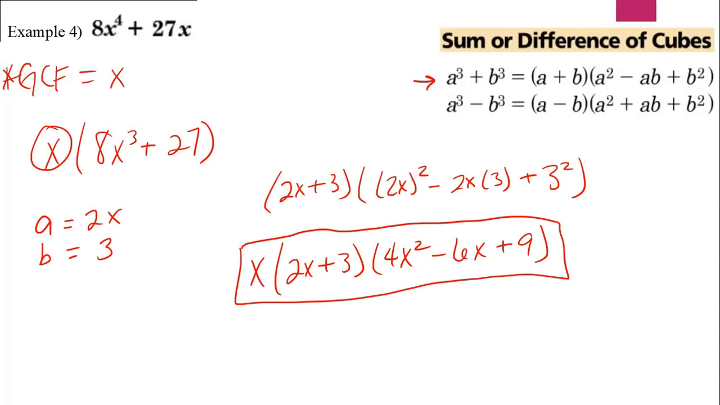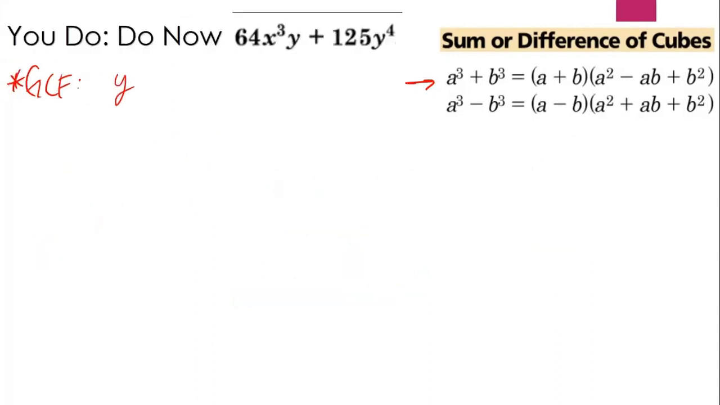Okay, all right, so going back to your do now, you should do that and I will check and make sure you did. I gave you the hint there is a GCF. Once I take out that GCF, all I'm doing is figuring out what is the cube root of the first term, what is the cube root of the second term, and I'm plugging in for A and B, correct? So that's what you're expected to do there.